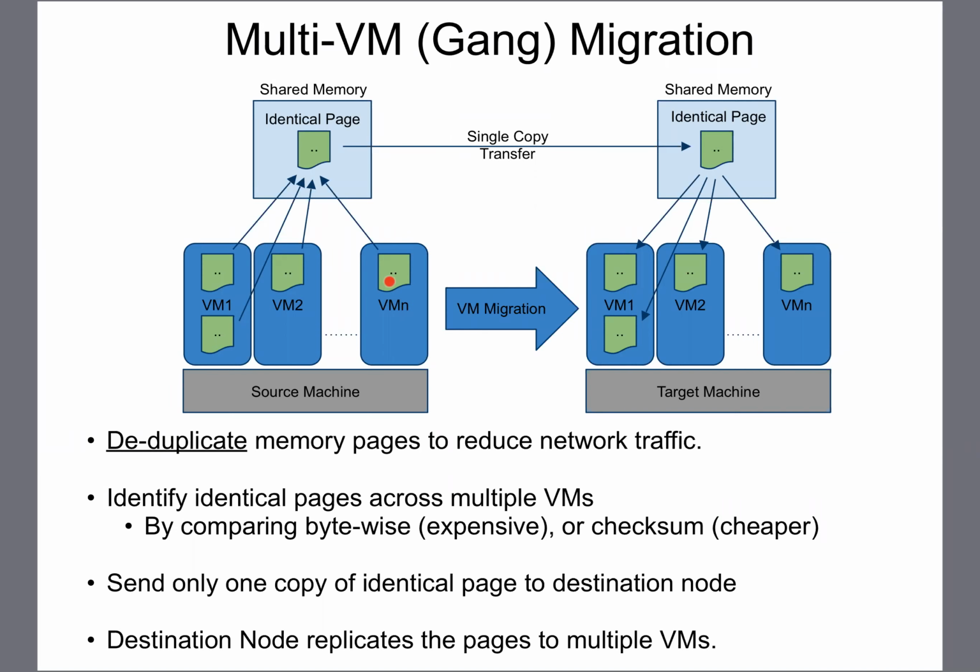So doing deduplication can save a lot of network bandwidth, and it can also speed up the migration because you're sending less data over the network, so the entire migration can be finished faster than if you were to transfer each VM individually.